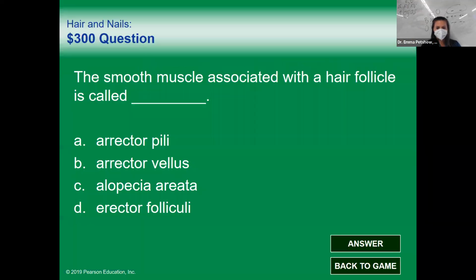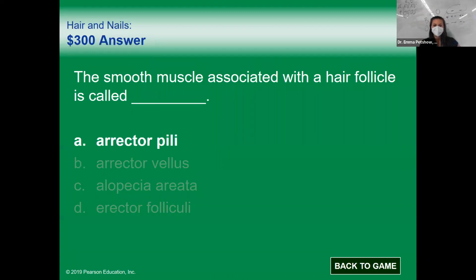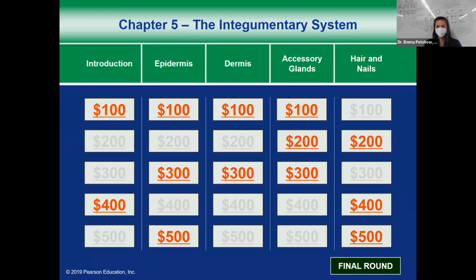Hair nails 3. We didn't talk about it, so let's figure it out. The smooth muscle associated with the hair follicle is called the erector pili, the erector vellus, the alopecia areata, or erector folliculi. What muscle is associated with the hair follicle? Correct. A, erector pili. Yes, so you'll never forget it now.